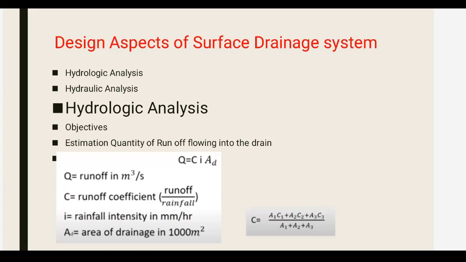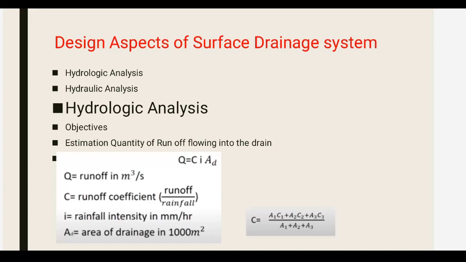Now first part, hydrological. So here we'll see the objectives of this hydrological analysis. Here the main objective is to find or to estimate the maximum quantity of water, that is, in the equation you are seeing, capital Q, expected to reach the component of the drainage system under consideration, such as the roadside drain.